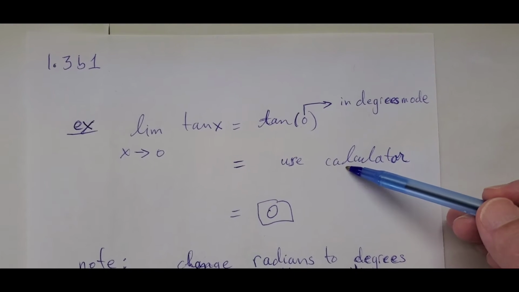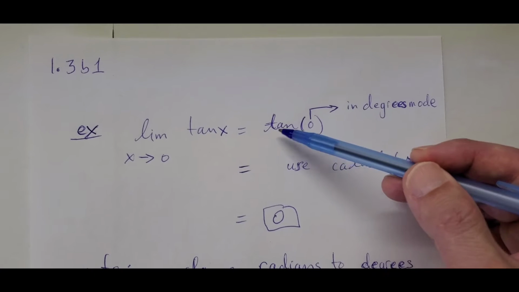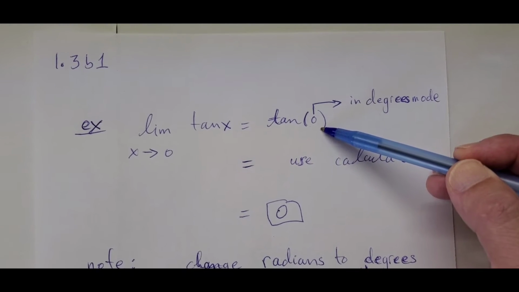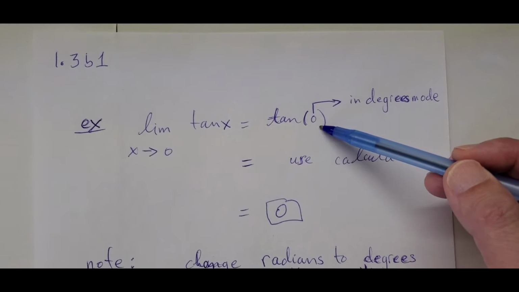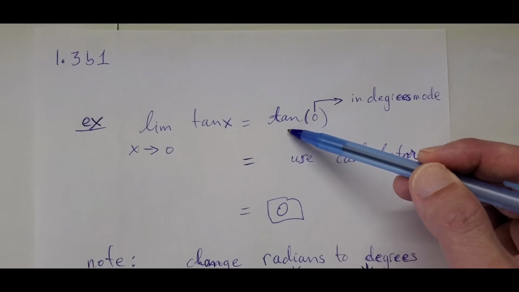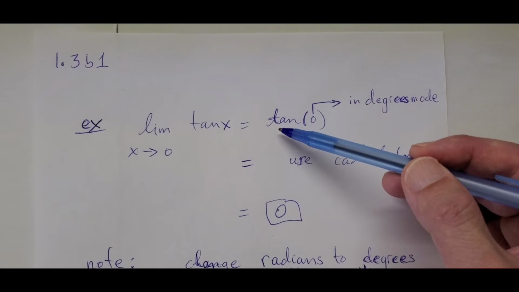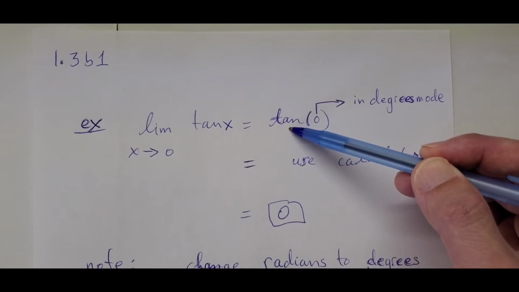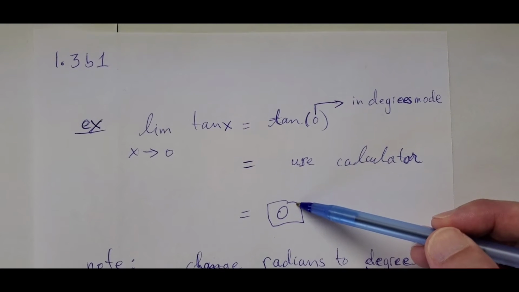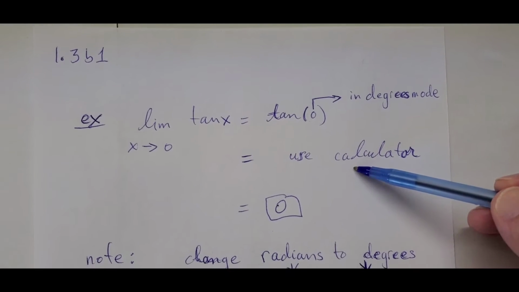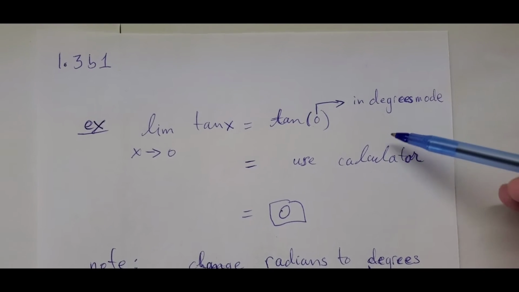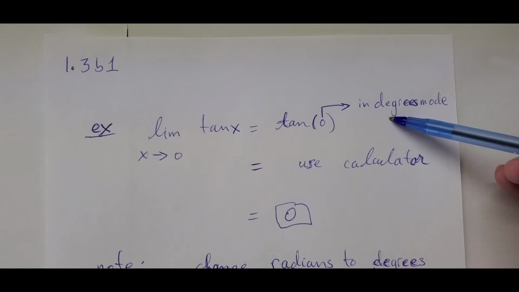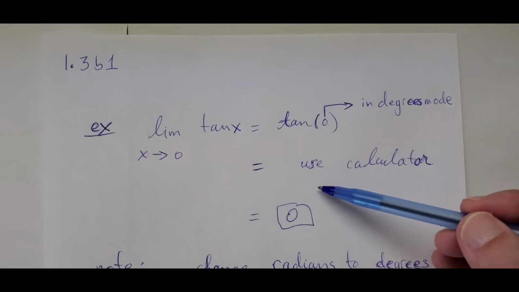Now all you have to do is use your calculator: tangent 0, just type it in, or sometimes it is backward, 0 tangent. Either way, it will come out to be 0. Make sure your calculator is also in degree mode. So that is the first example.